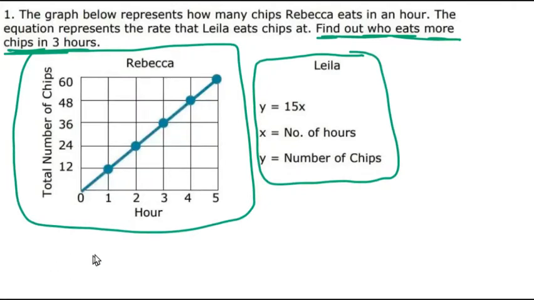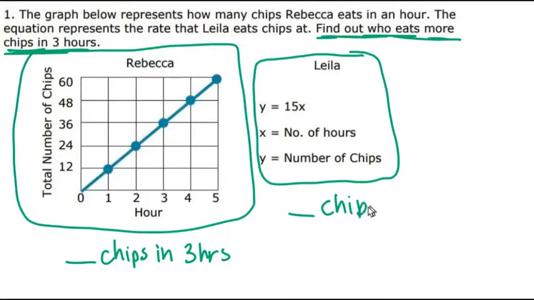So I need to know for Rebecca how many chips in 3 hours, and for Layla, how many chips in 3 hours. Now, a couple things to remember when you're comparing two things. You have to compare things that are alike. Fractions. Comparing fractions. Common denominators allow you to compare fractions because if the denominator is the same, then it's the same type of situation.